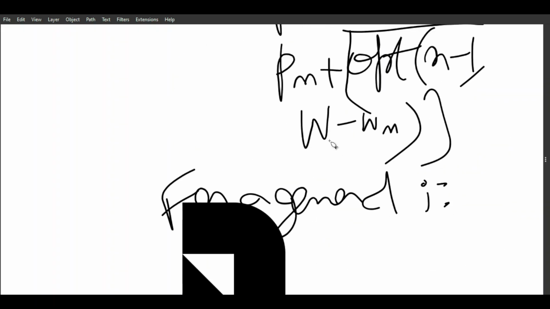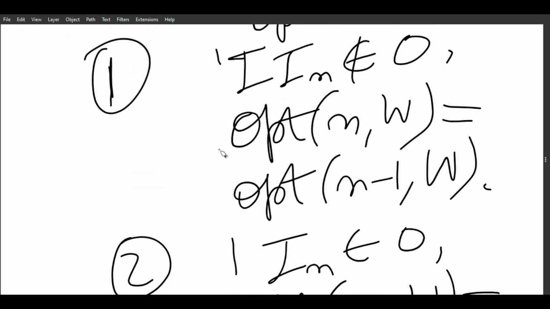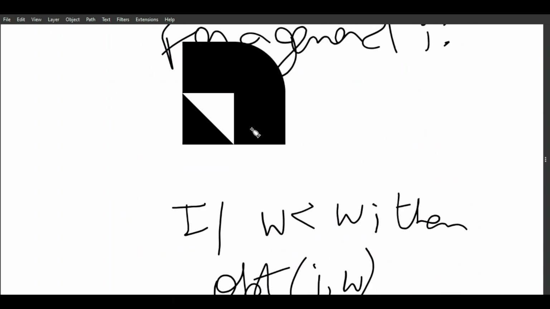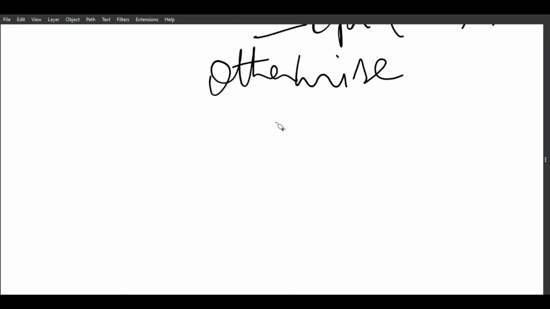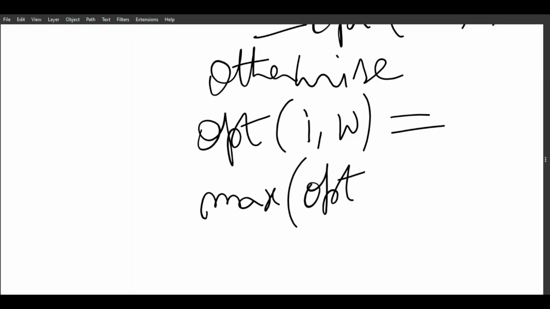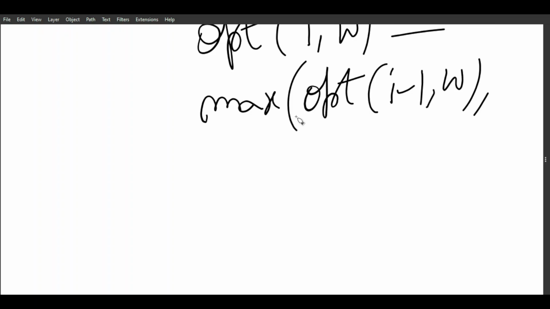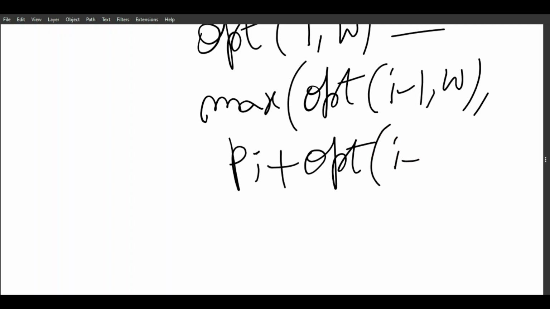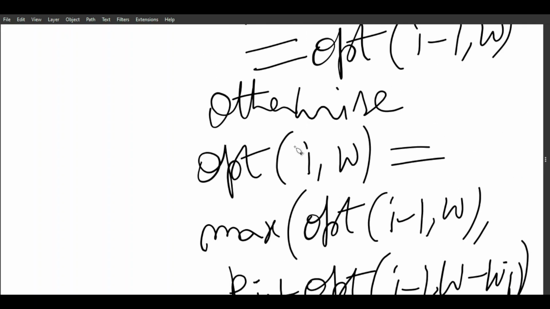Otherwise what we do is, same idea, we have two possibilities. Which possibility should we select? The better one. So we take the maximum of the two. Otherwise our equation becomes opt of i w is the maximum of the two possibilities. Max of opt i minus 1 w. This is the first possibility when the ith item is not in the optimal solution. Otherwise add the profit Pi plus, for the subproblem, i minus 1 w minus wi. So this is the recursion we get.